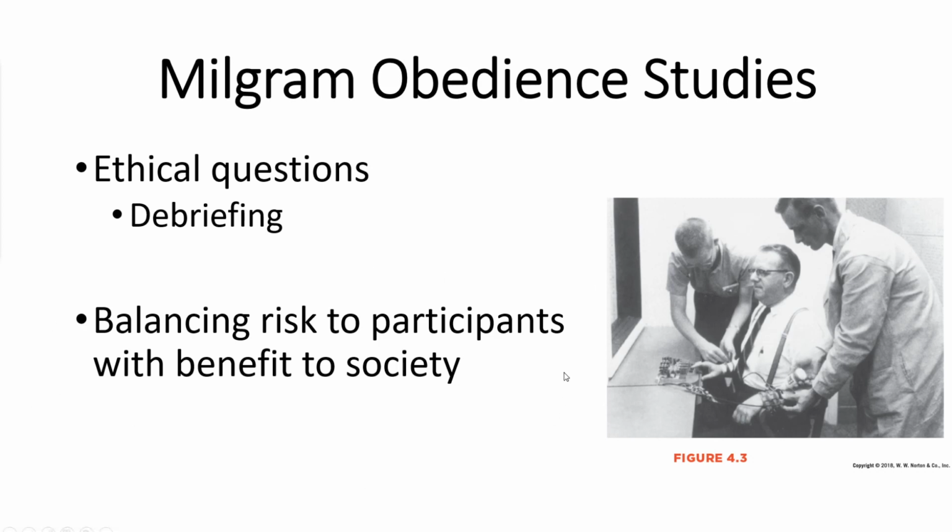And the next point brings us back to that idea of balancing risk to participants and benefit to society. So a lot of ethics is about finding this balance. In this case, they ended up, I guess, having a debate. Researchers after the fact, looking at the Milgram obedience studies, argued that the risk to the participants, these problems that came from not debriefing them properly, from putting them through such a stressful situation, those risks were too high.